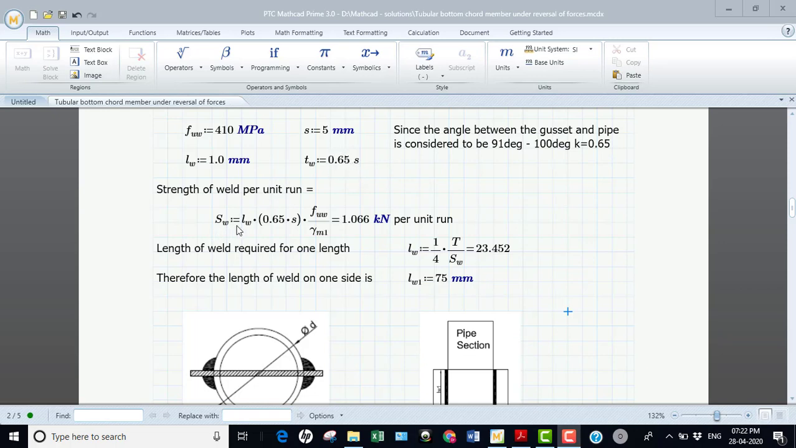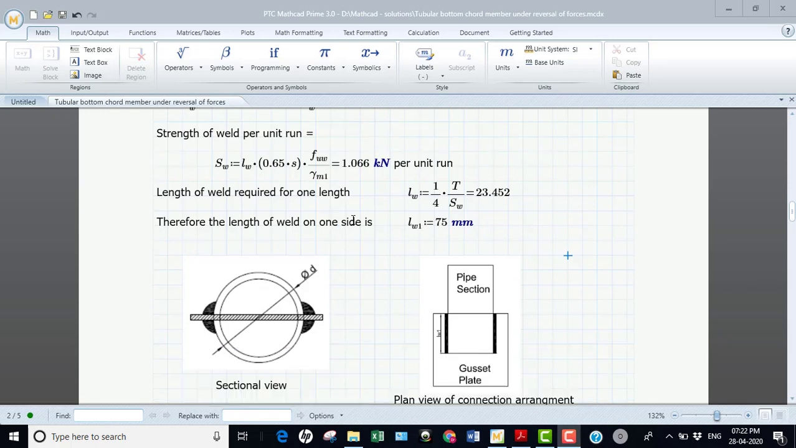Taking this into account, I calculate the strength of the weld. In the calculation of the strength of the weld, I consider the length of the weld as unit. Therefore, I get the capacity of the weld per unit run. Taking that as my strength of the weld, I divide the force coming on the pipe by the strength of the weld. I get the total cumulative length of this weld. I want to know the length of one leg, therefore I am dividing by 4. I get the value as 23.